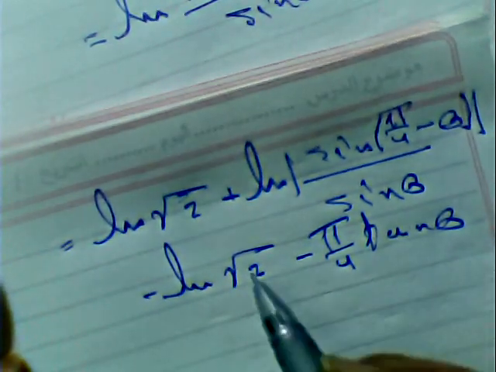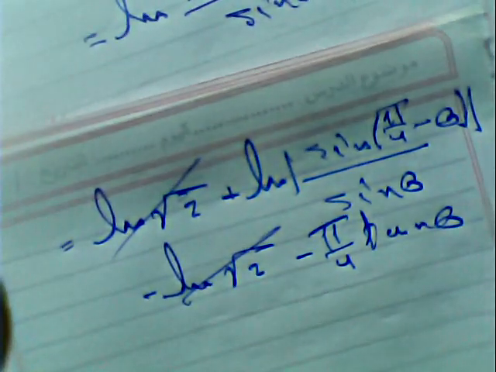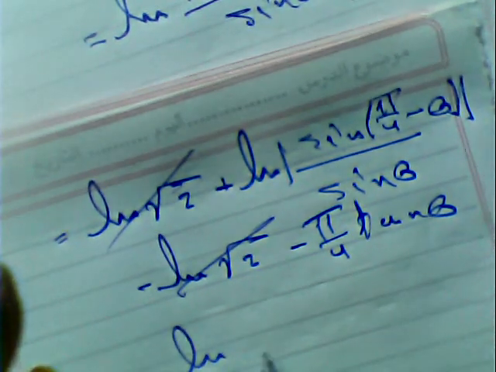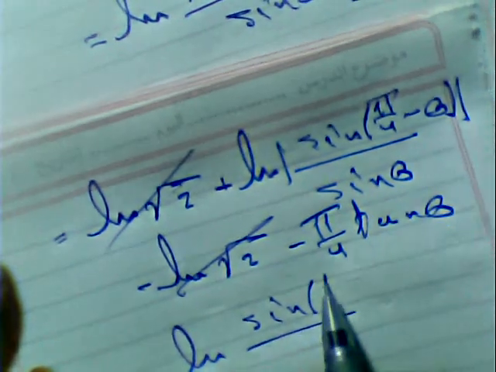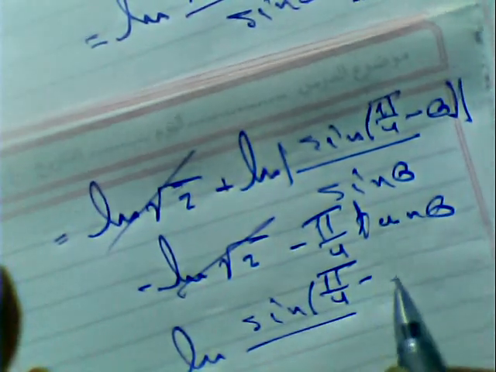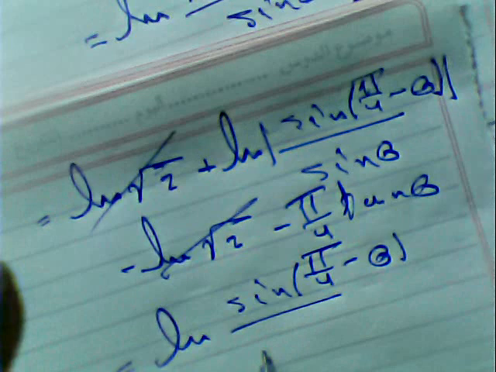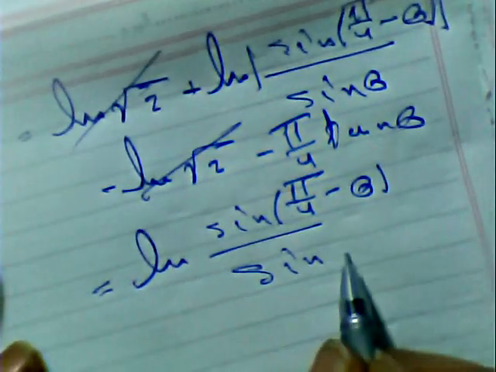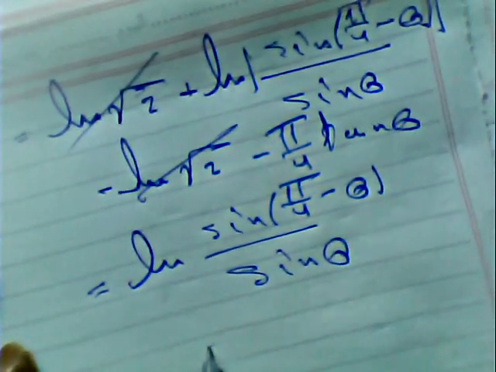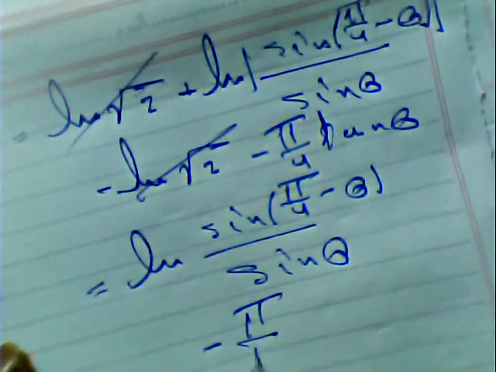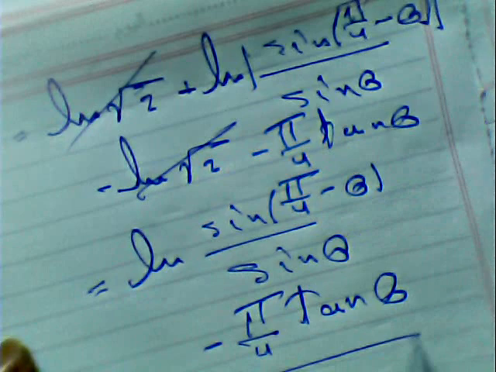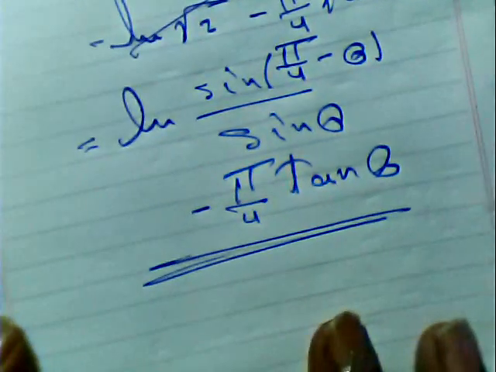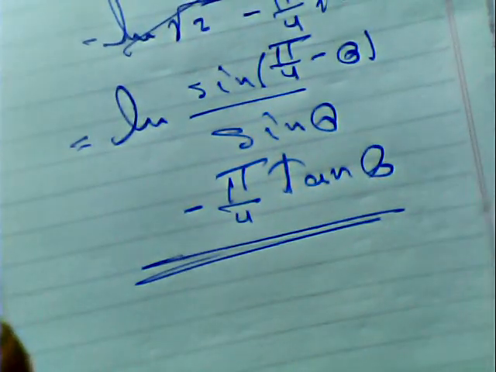Then this goes with this, then equals ln of sine of pi over 4 minus theta over sine theta, minus pi over 4 tan theta. And this is the integral. This is a so important exam integral.